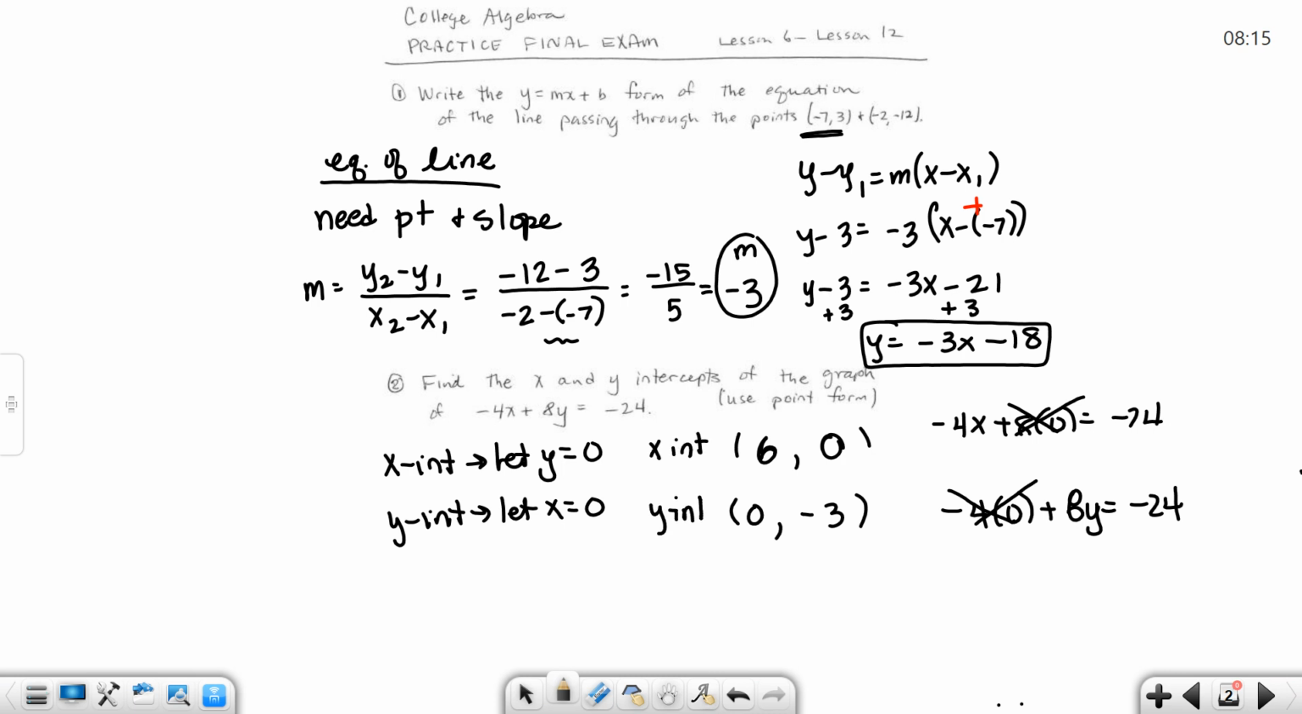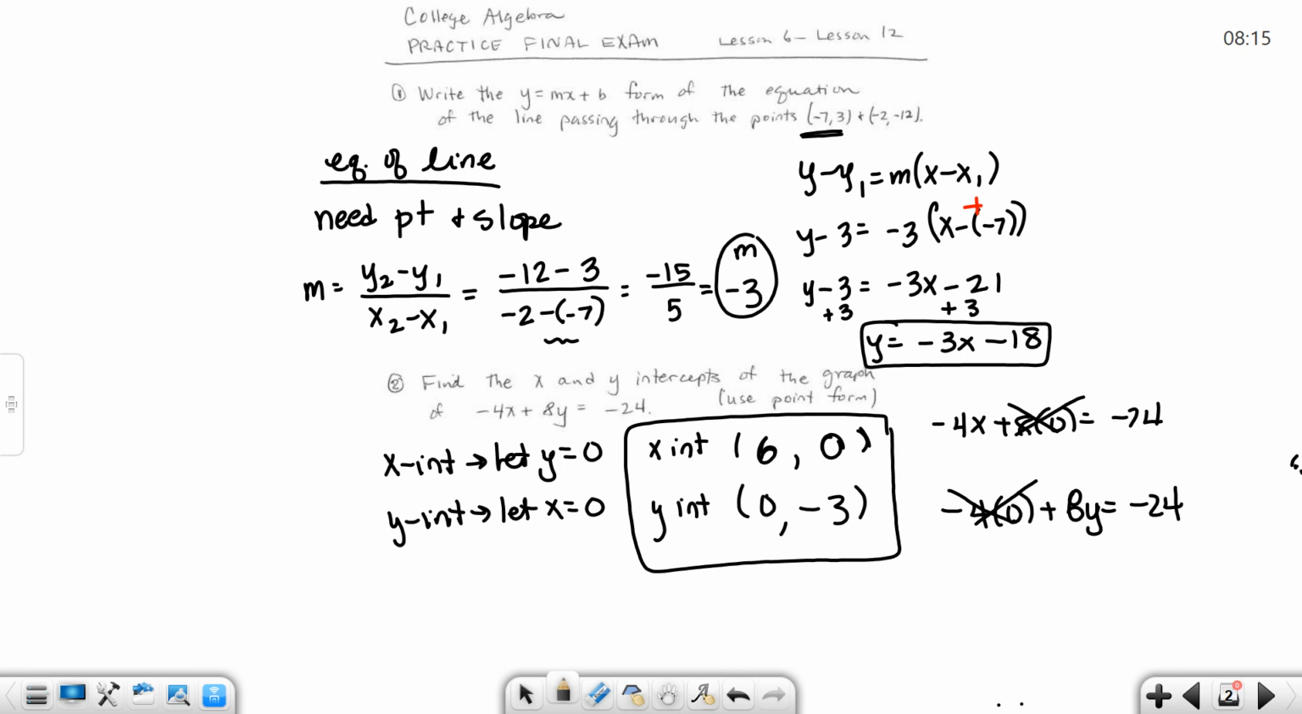This is the y-intercept. And those are, I don't know why this is changing modes on me. I'm so sorry. All right, so those are the intercepts that we are looking for.